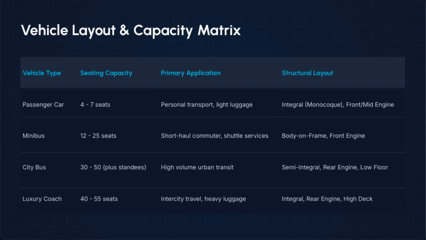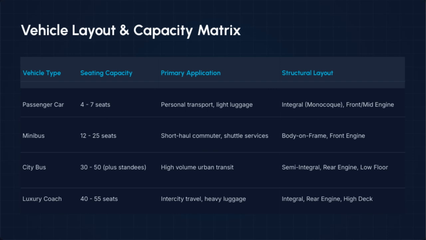Moving on to city buses, which are designed for high-volume urban transit. They typically seat 30 to 50 passengers, plus standees during peak hours. Their semi-integral design often features a rear engine and a low-floor layout, making boarding and alighting easier for passengers.